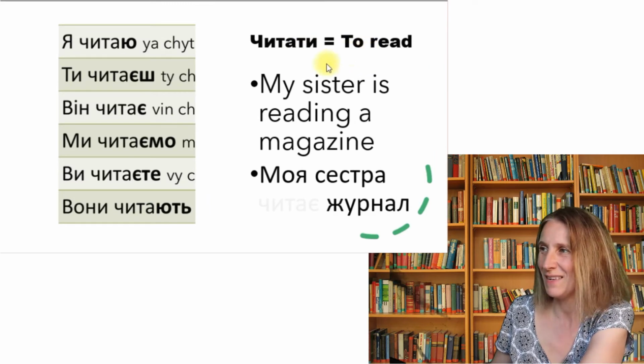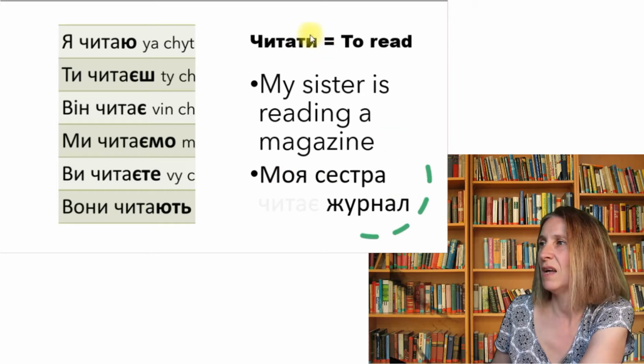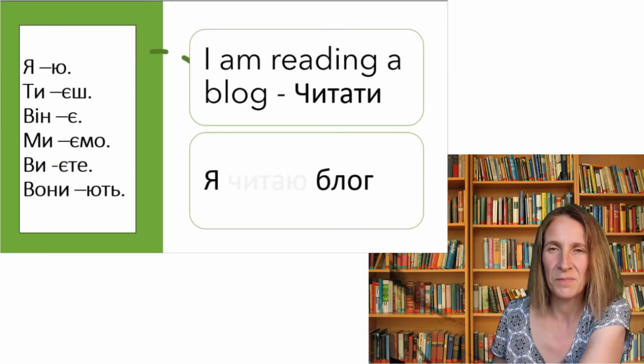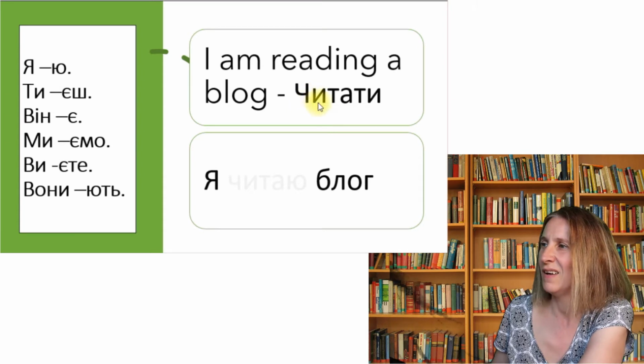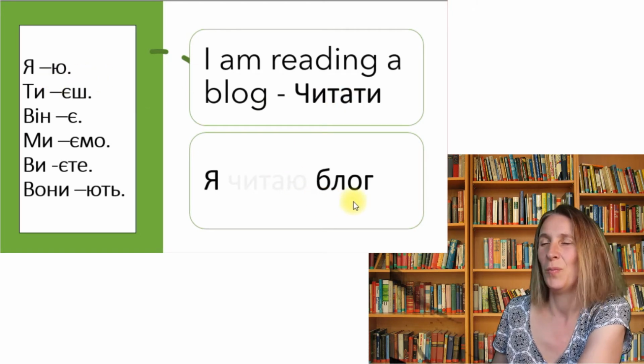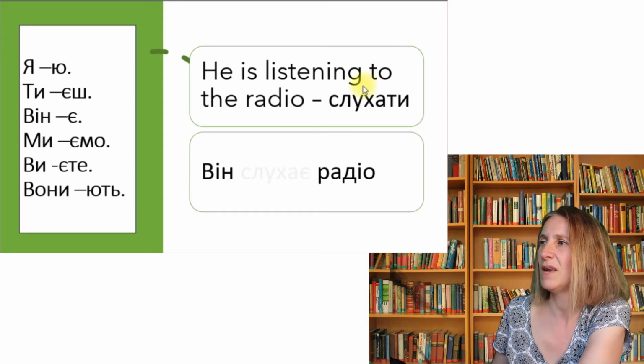Читати is to read. My sister's reading a magazine. Моя сестра. Lose the ти. And він, вона, є. Читає. Моя сестра читає журнал. This one: я. And we've got читати, which is to read. So, я читаю блог.